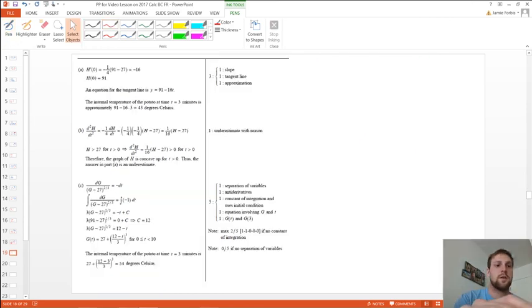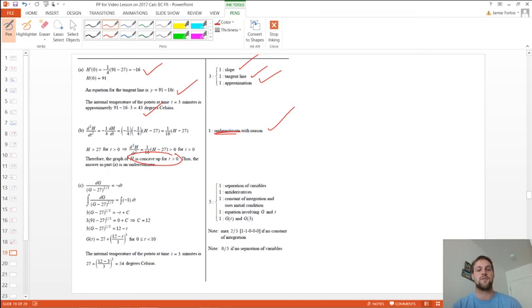Here's the answer key. Look what we did here. So we got a point for the slope. That's why I say find the slope, negative 16. A point for the tangent line and a point for the approximation to be 43. Part B was only worth 1 point. You believe that? It was just underestimate with a reason. And that was pretty much just talking about how it's concave up for all of t greater than 0. So thus it is an underestimate.